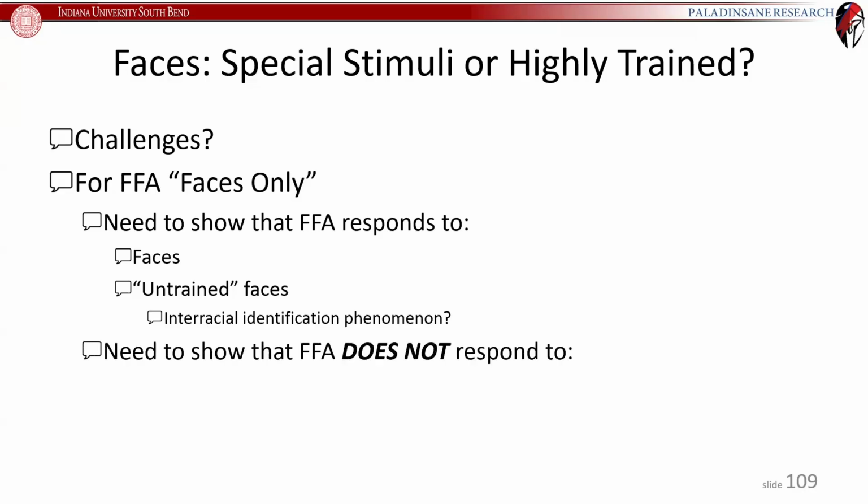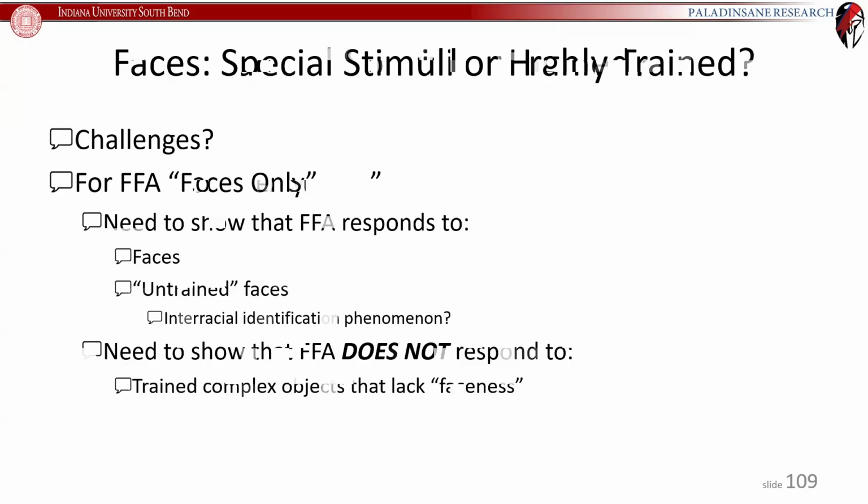And you would need to show that the fusiform face area does not respond to trained complex objects that lack faceness. So you can't do greebles. Greebles have that idea of faceness. You need trained stimuli that don't have faceness. So if you could show that chess experts, when they're looking at a chess board, activate the fusiform face area, that would be a potential example of something that is complex that does not have faces.